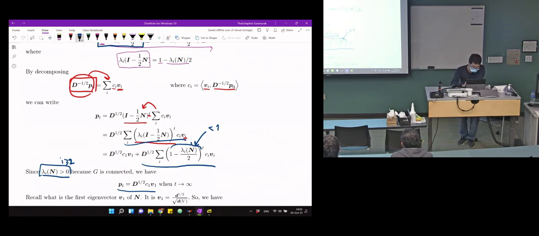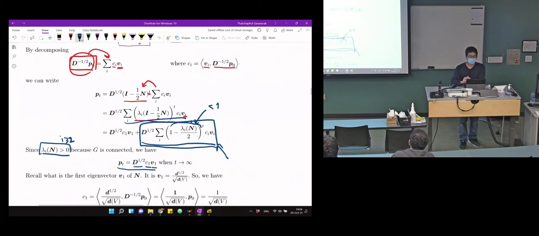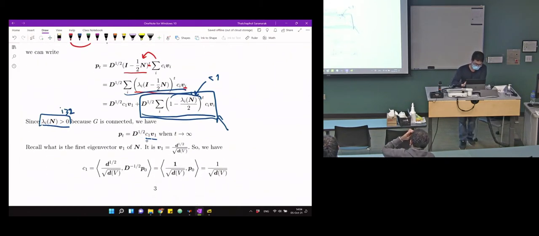And now the last thing we just need to compute is what is C1, and multiply it by V1, this thing. And we verify that it is the degree vector. The only important point is that everything in the direction orthogonal to V1 just vanished. Okay, so let's compute this thing.